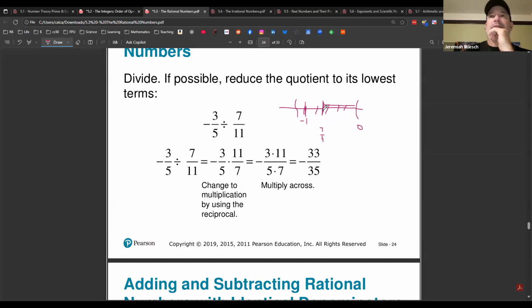And so it's asking how many of these are there in this -3/5. Oh, sorry, -3/5 is 1, 2, 3. So there's -3/5. Forgot to point that out.